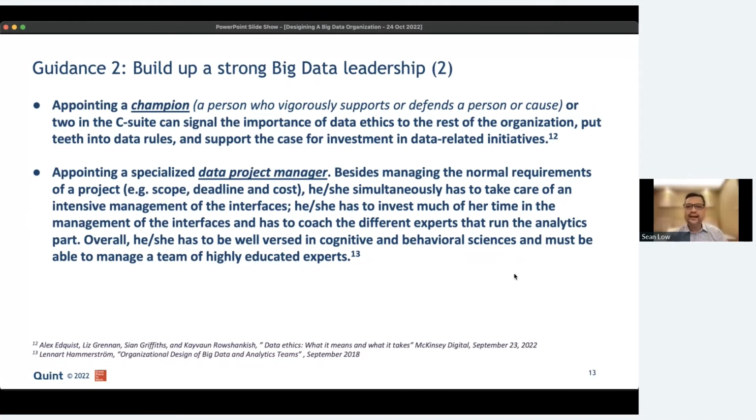That's why I talk about data ethics. And you can read this on the latest McKinsey digital newsletter that was published on September 23rd that talks about data ethics. So appointing a champion, a person that is rigorously supporting big data and supporting big data ethical use and strategies is important, right? The danger is always this, we have a lot of leaders that say that they want to support big data, but we don't have a specific person who's going to drive this. So we need to have a champion.